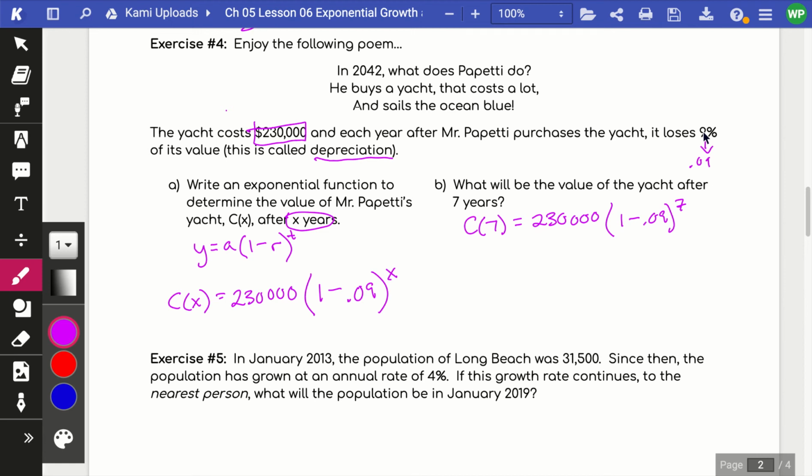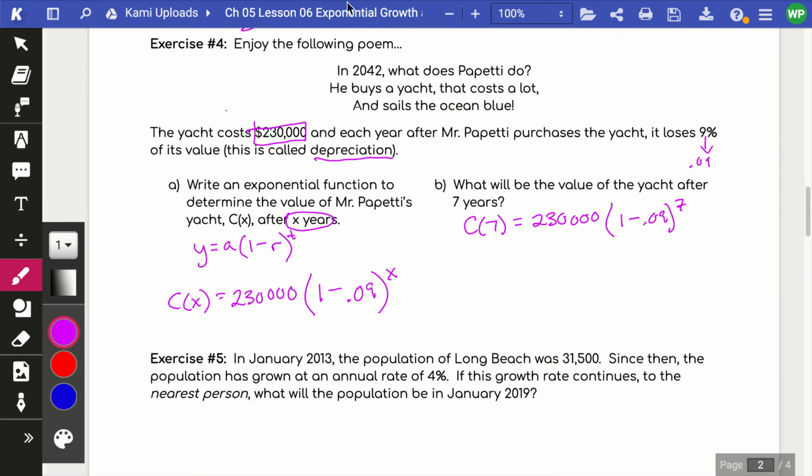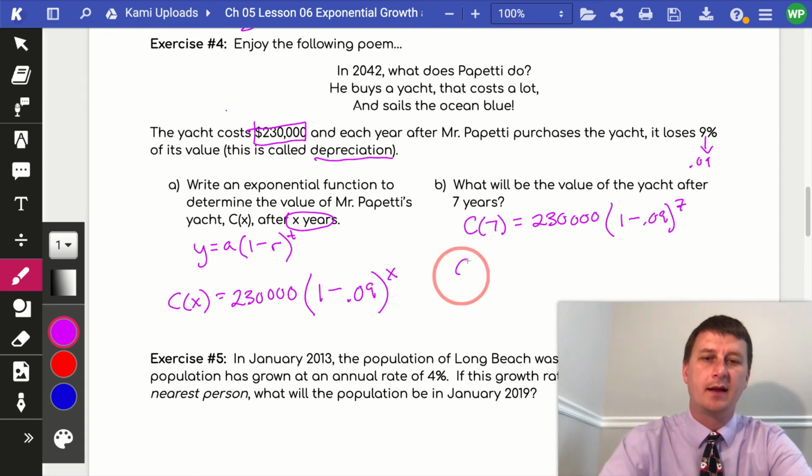You're going to find that when you get the final answer, it's going to be a decimal a little bit longer than dollars and cents that you would deal with. So we are going to have to round it to the nearest cent. It just says what will the value be, so we'll round it to the nearest cent. And you should be looking at a number that says 118,855.03.